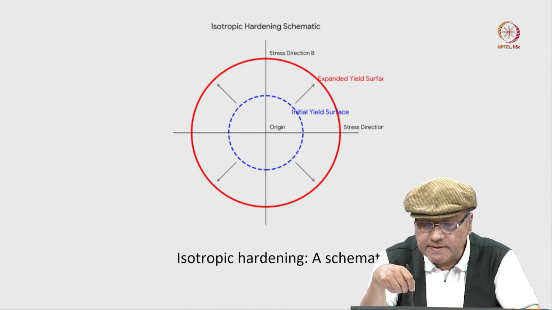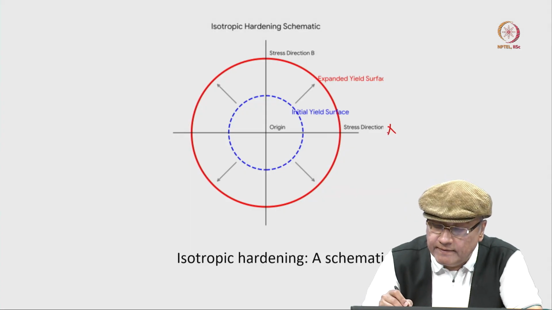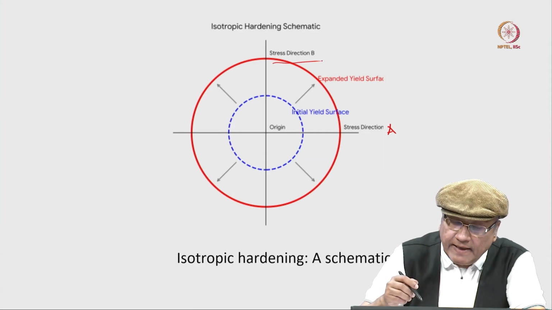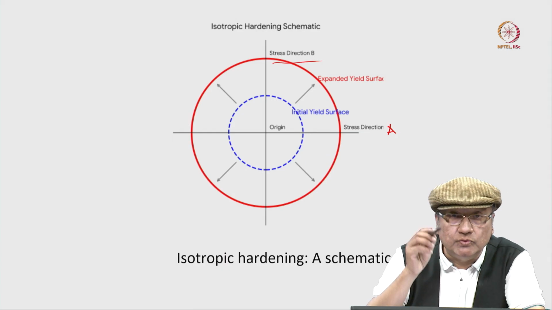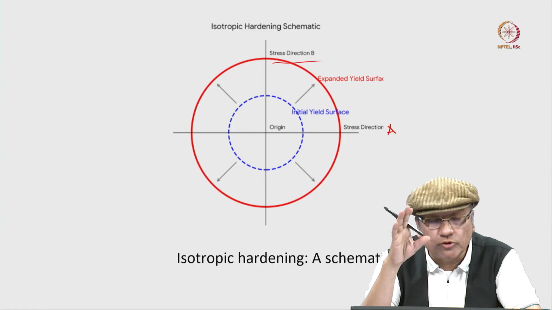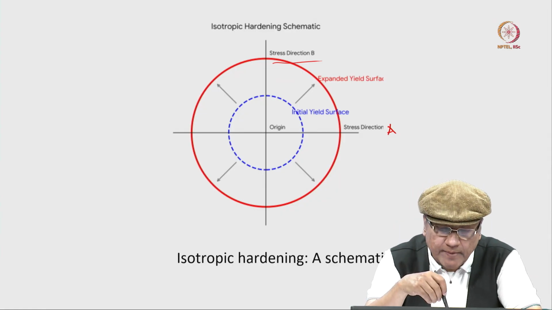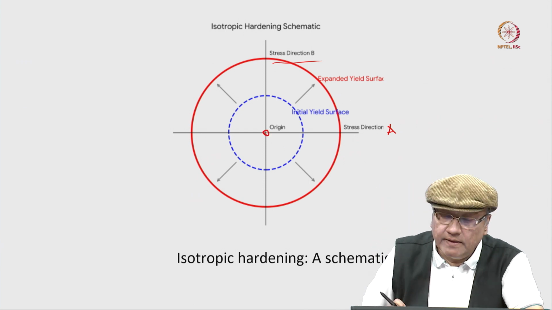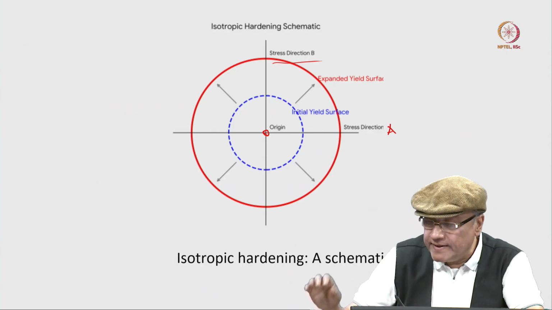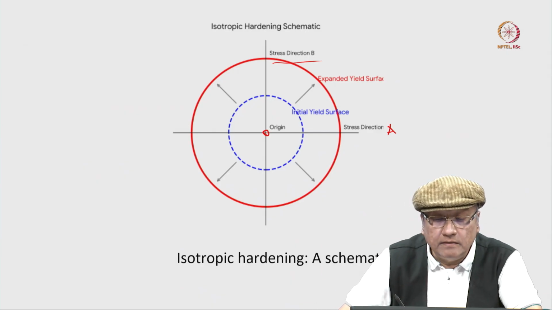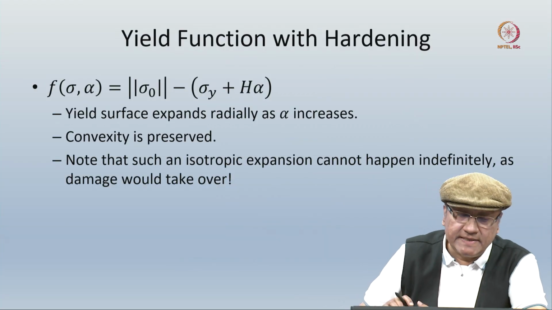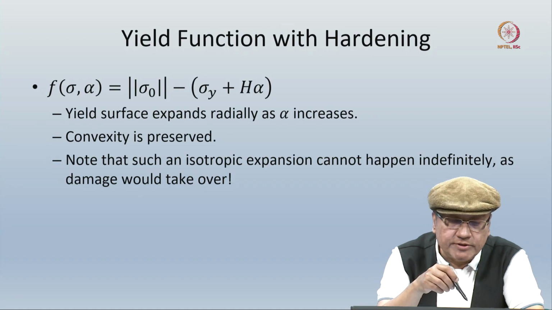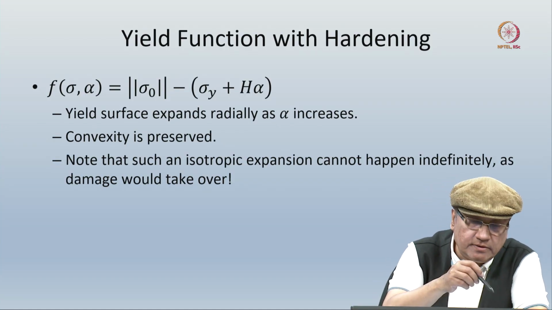So, you can see for yourself that schematically this is, let us say, stress direction A, and this is stress direction B here, and this is the initial yield surface in blue, and it expands isotropically, uniformly in all directions about the origin in the stress space. This is the schematic. So, this is how it expands. Now, how does it expand exactly? To see that, you can actually reconstruct now in this particular case the yield function.